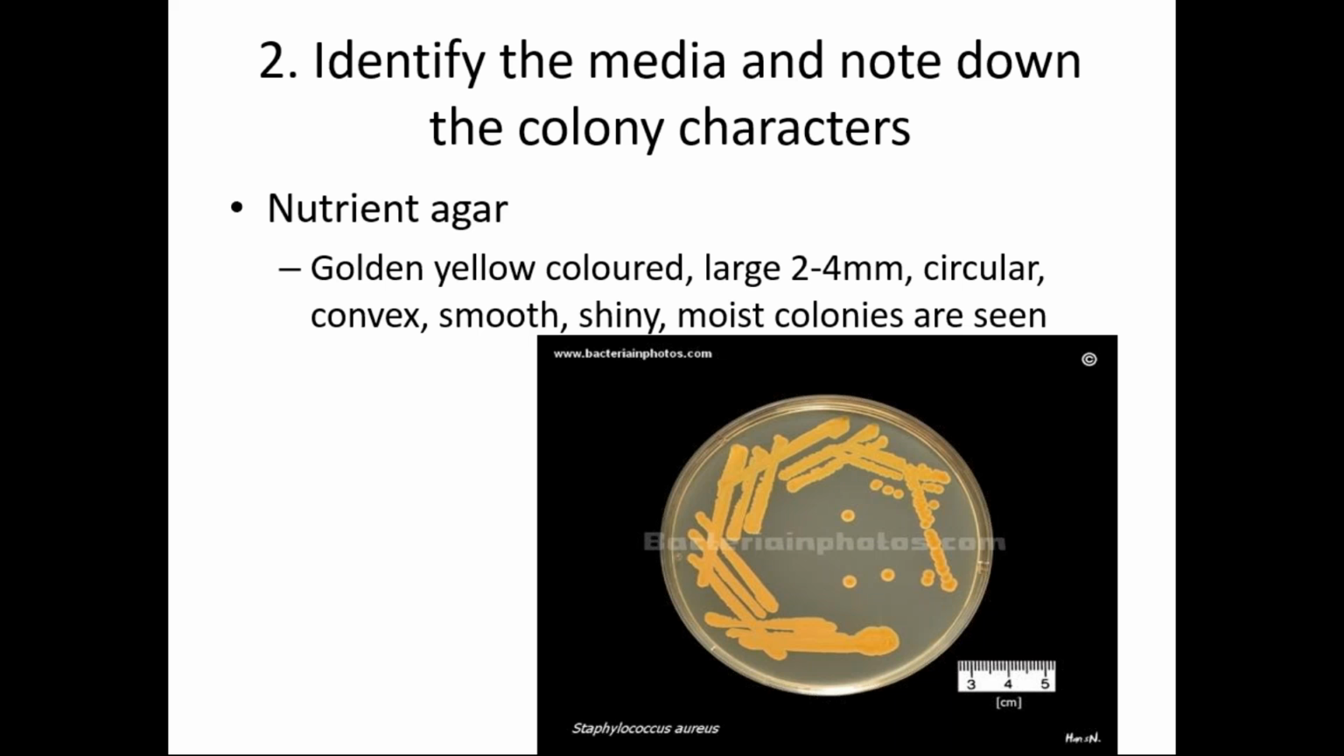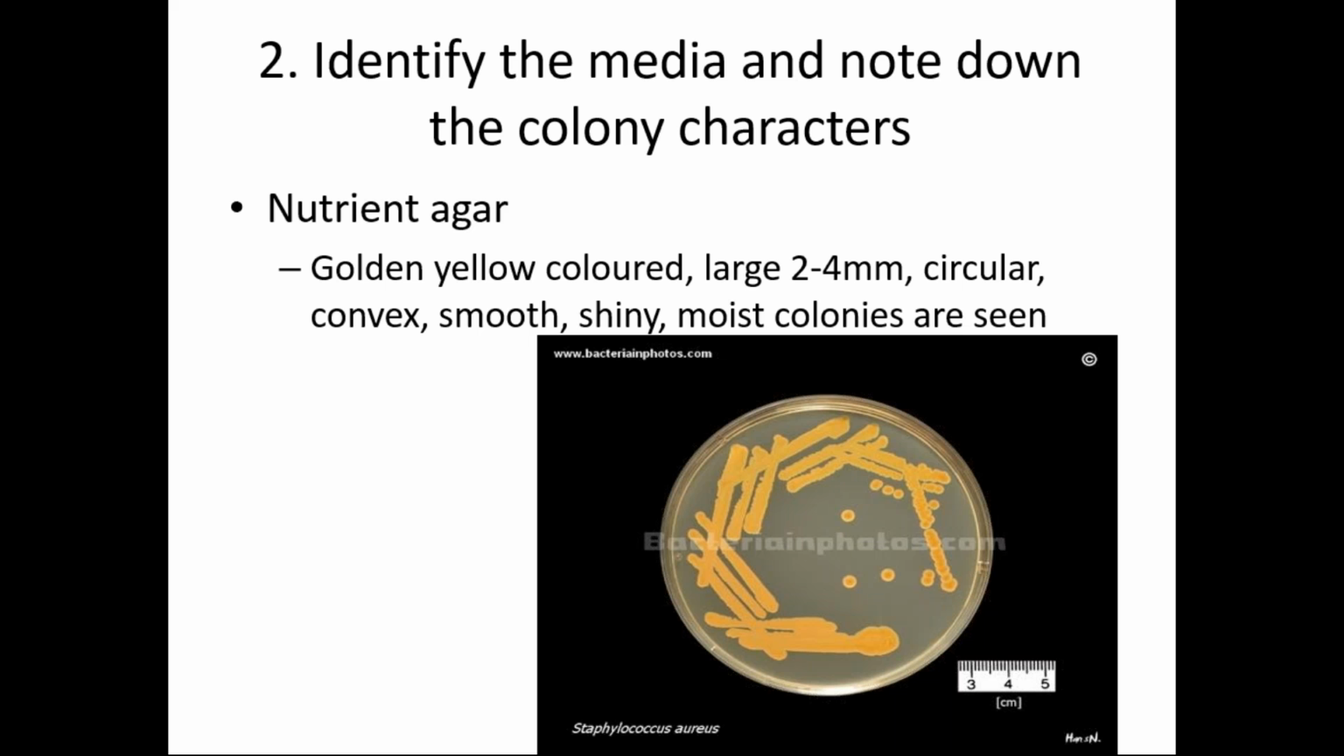Identify the media and note down the colony characters. When you get the sample, you have to inoculate it into culture media. The culture media we commonly employ are nutrient agar, MacConkey agar, and blood agar. You have to see the morphological features of the bacteria on these three media. On nutrient agar, golden yellow colonies. Are they pigmented? Yes, the pigment is golden yellow.